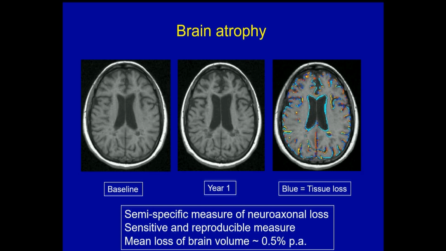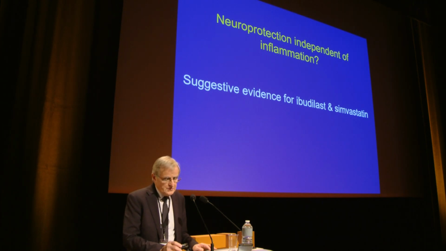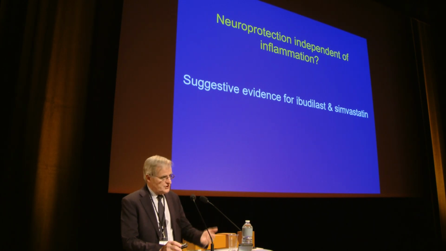But this technique has been used increasingly in clinical trials, and I just want to touch on the trials of two agents that I think raise the question of whether neuroprotection may occur independent of an effect on inflammation. And here I'm confining the word inflammation to mean the new MRI lesion that's associated with the relapse. It's not referring to the compartmentalized CNS-based inflammation that is very important in progressive MS.